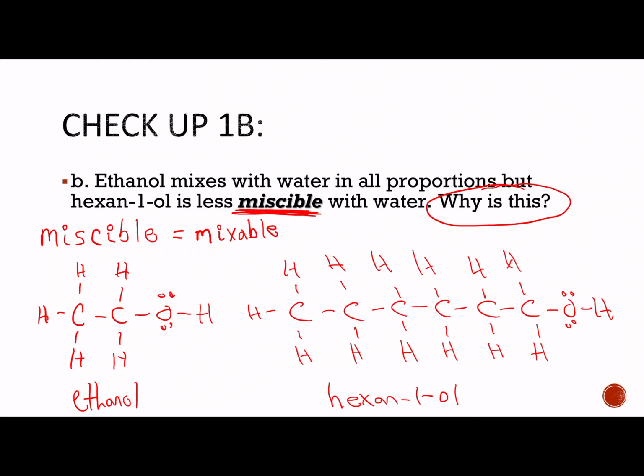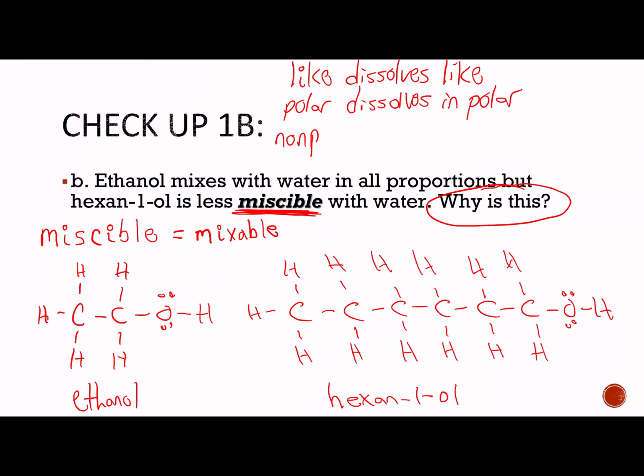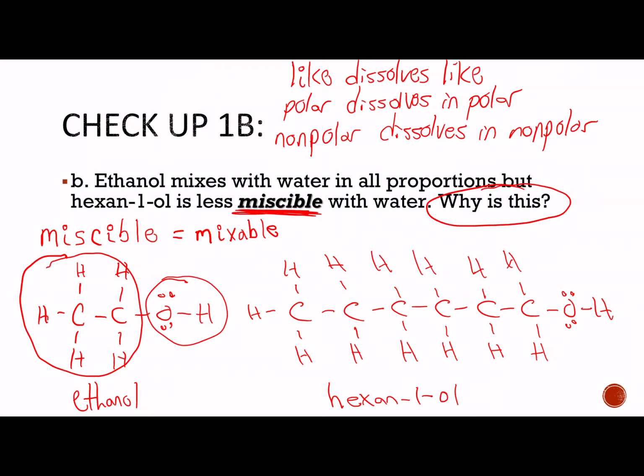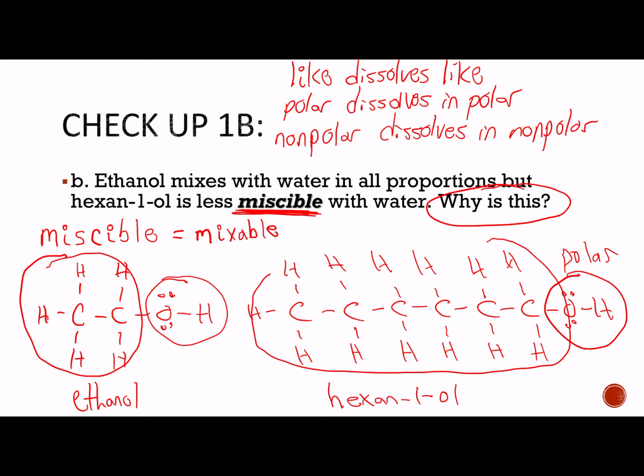So when we're looking at solubility, we're looking at the idea of like dissolves like, meaning that polar dissolves in polar, nonpolar dissolves in nonpolar. So we'll be looking at the polarity of the molecules. If you look at ethanol, this is the polar section, and then this part right here is all nonpolar. If you look at hexanol, this is the polar section, because you've got that electronegative group, but look at how large your nonpolar section is.